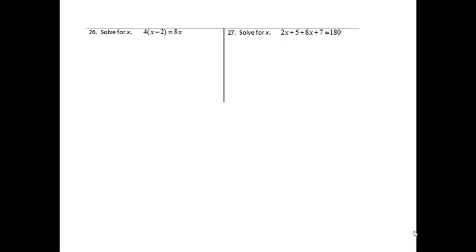All right, looks like we're a little misnumbered here. We're going to get to do number 26 again. It says to solve for x: 4 times the quantity x minus 2 equals 8x. When we're solving, remember the first thing we want to do is distribute. So we're going to multiply. 4 times x is 4x, minus 4 times 2 is 8, and then equals 8x.